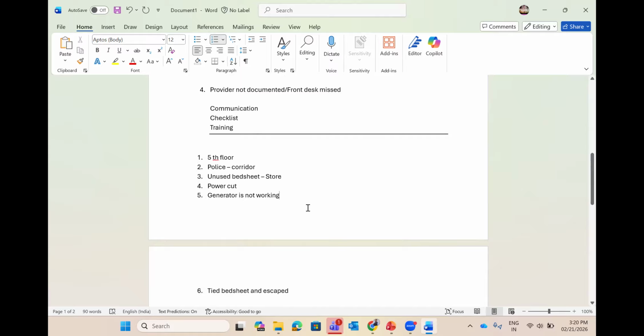I'll repeat again. There is a thief or a prisoner who has some health issue and he was admitted on the fifth floor of a hospital. We will call it the AOB hospital. He was admitted in the AOB hospital.